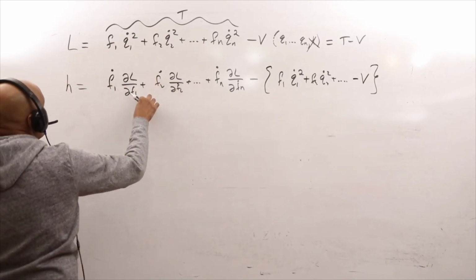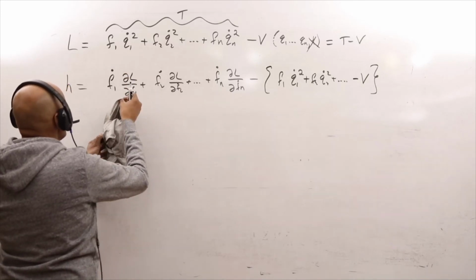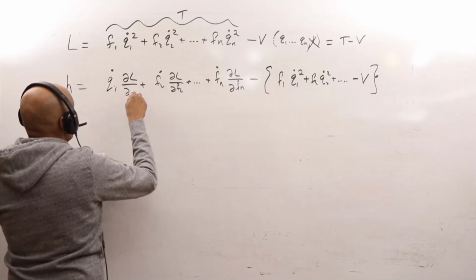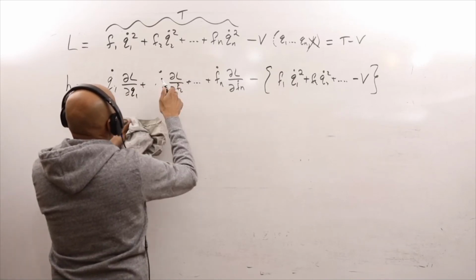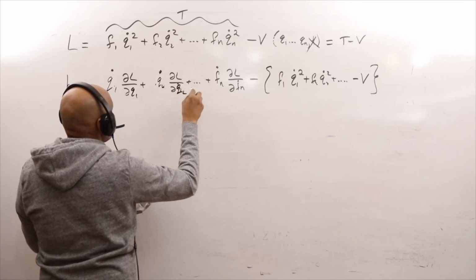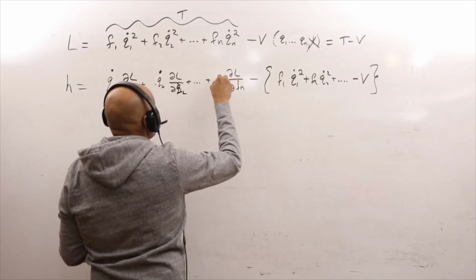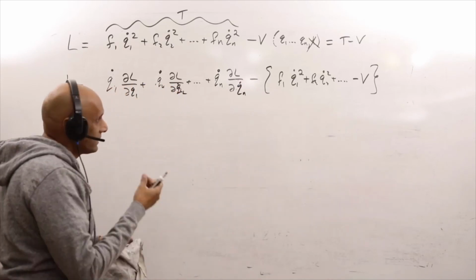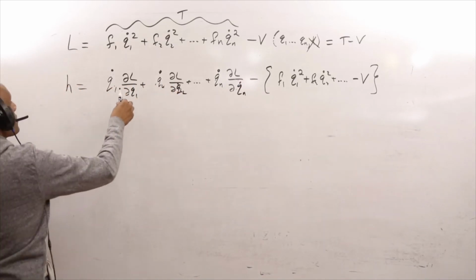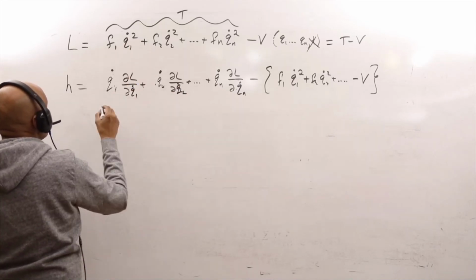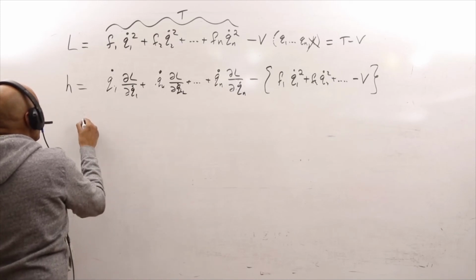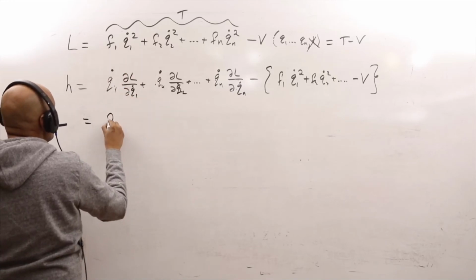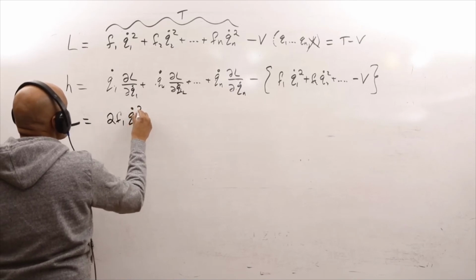If you take a look at this partial of L with respect to f1, sorry, this is supposed to be q1 dot, and not f1. So this is q2 dot, and this is q2 dot, so that was completely a mistake. So anyway, take the partial of L with respect to q1 dot. There'll be a 2 coming out, so we'll get 2 f1 q1 dot.